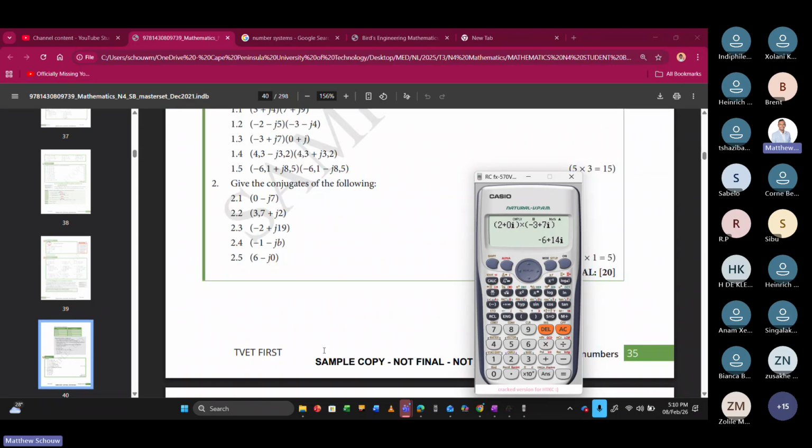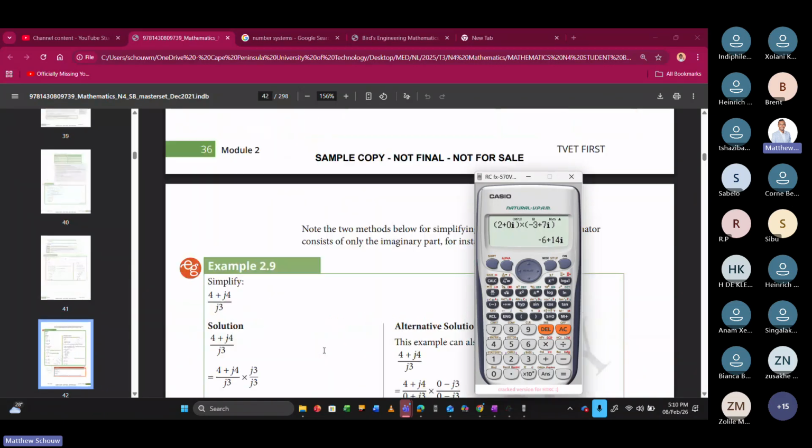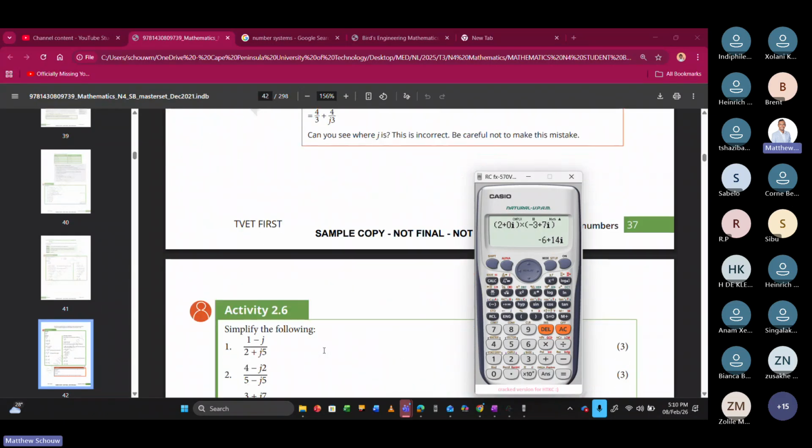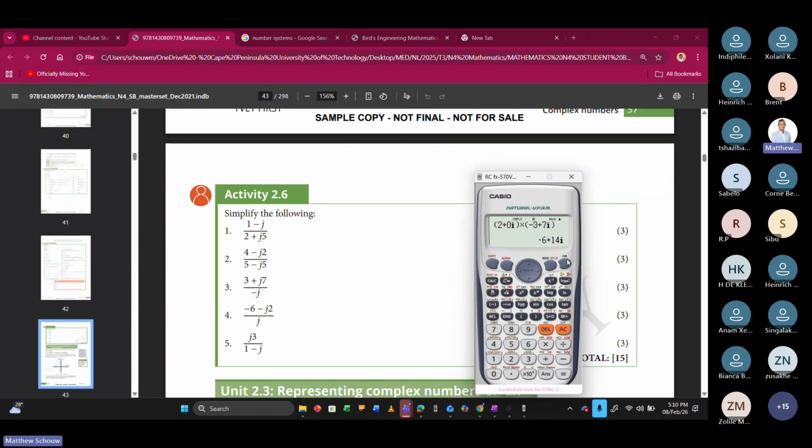Let me do a division problem. Let's find one here in the exercises, like that one, number 1 over there. 1 minus i, and then 2 plus 5i, equal. There's your answer. What do you think of that?